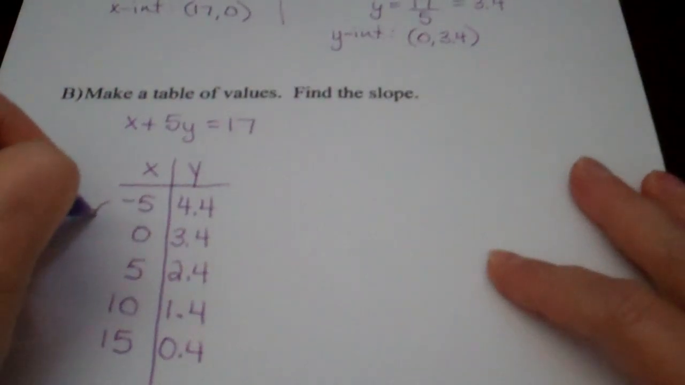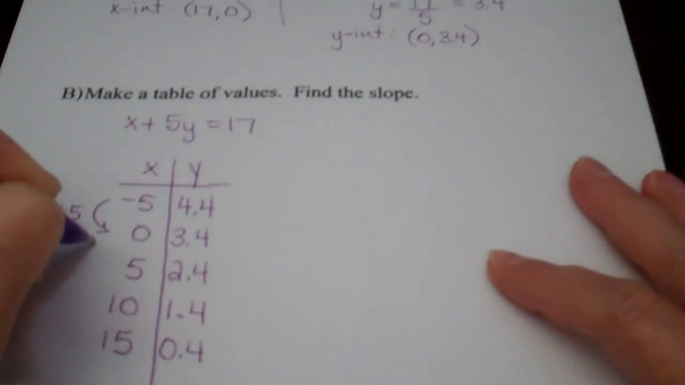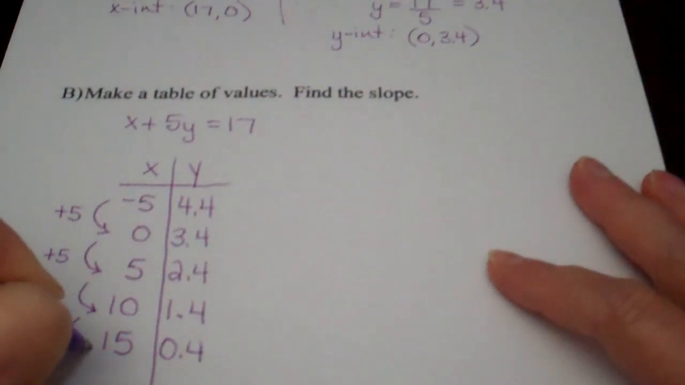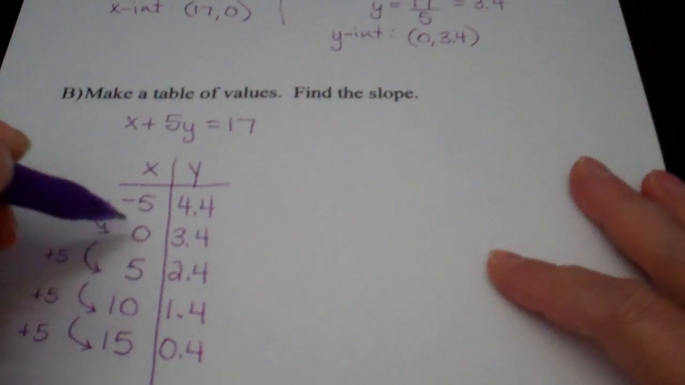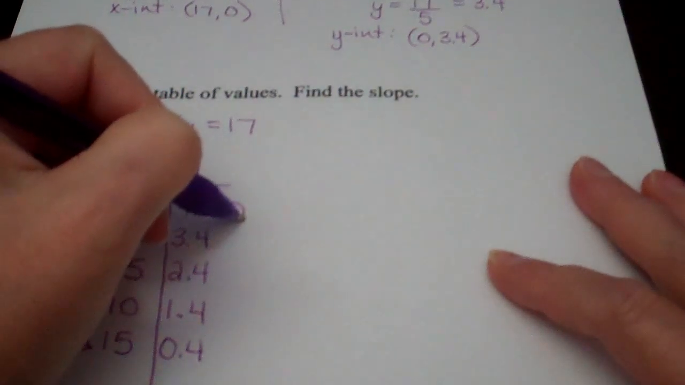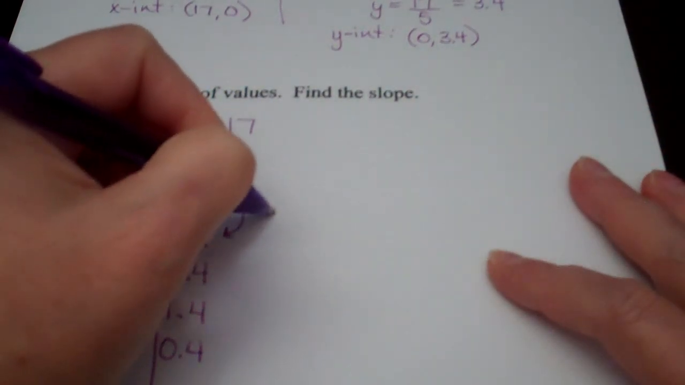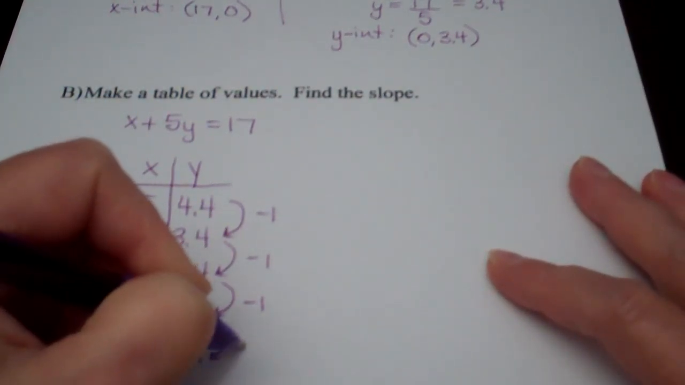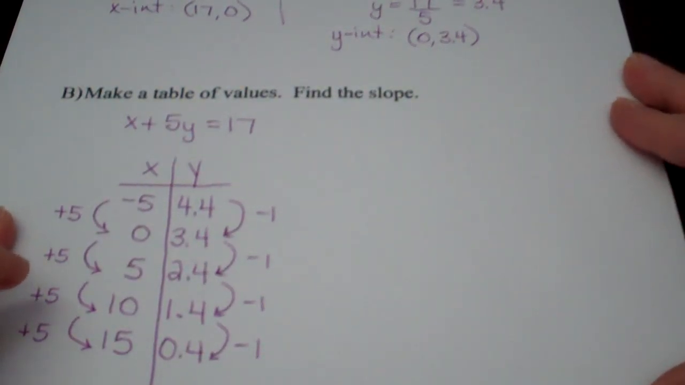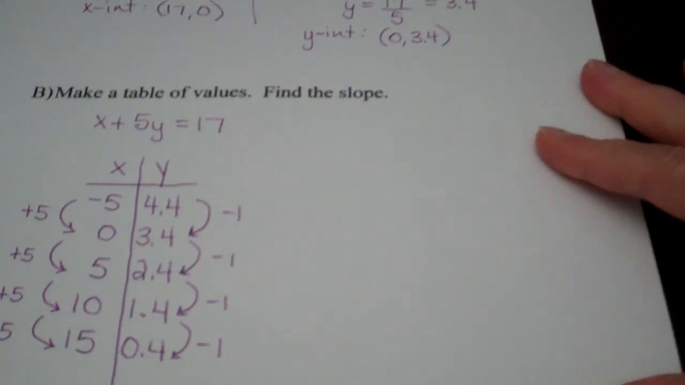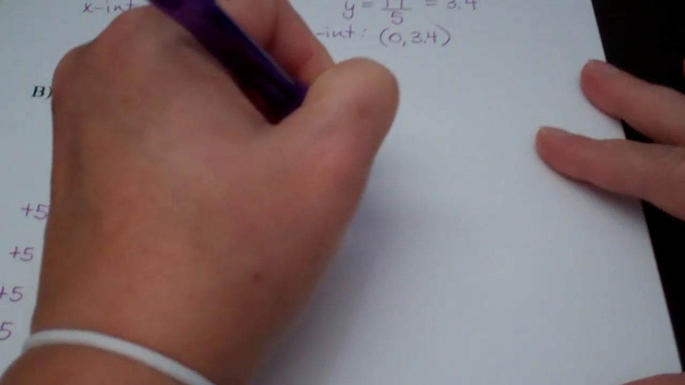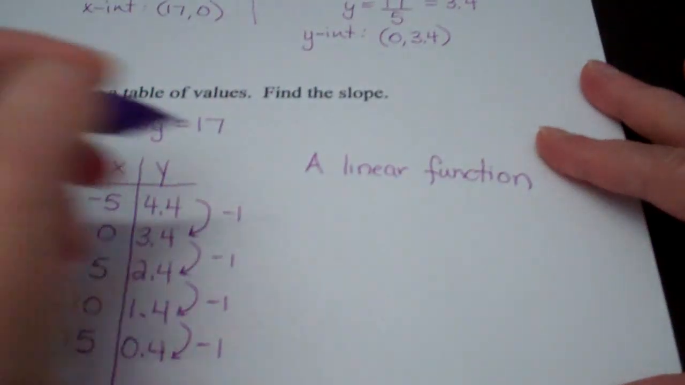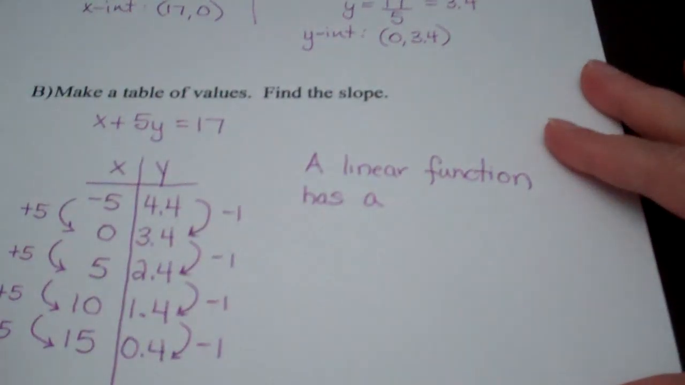So for a linear relationship, if I have a steady change in x, like I have here, because I set up my x's that way on purpose, from one to the next, I'm adding 5 all the way down. Then I'm also going to see a steady change in y. This change in y, I'm subtracting 1, going down all the way. Okay, and so when I have a linear function, I usually say, well, let's write this out because this is important. So a linear function has a constant rate of change.